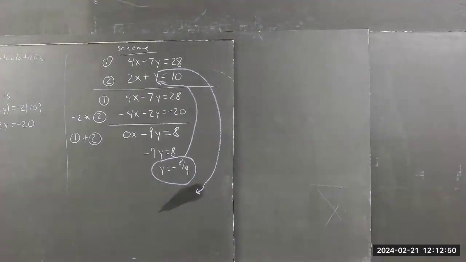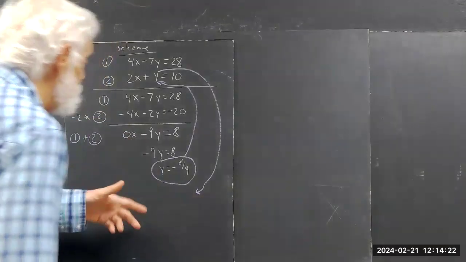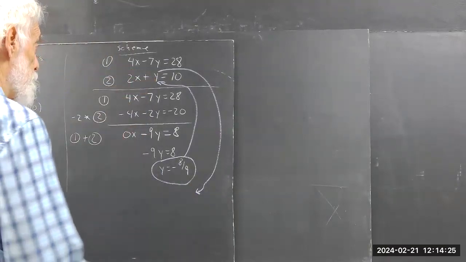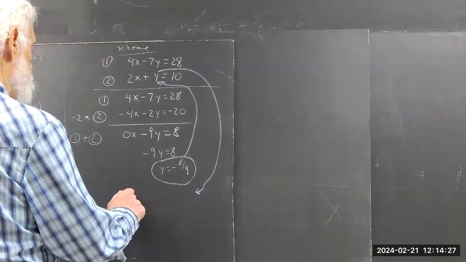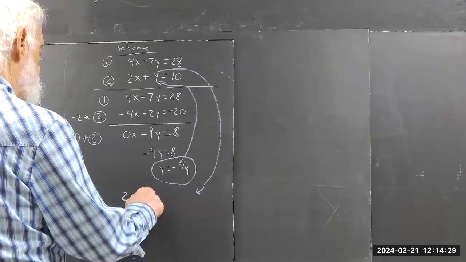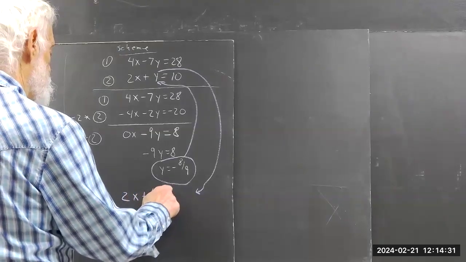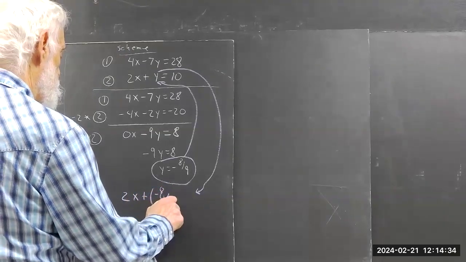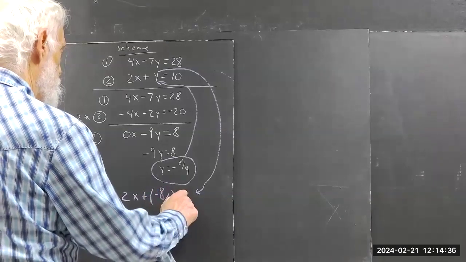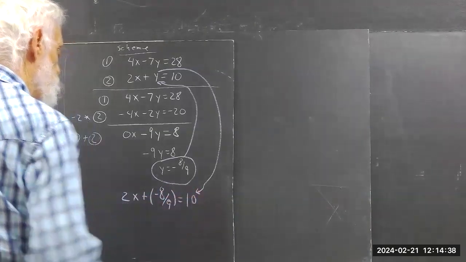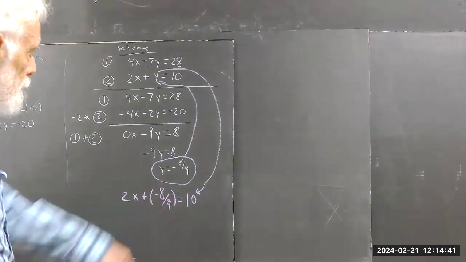So you're going to write down the original equation, two, but you're going to replace y by its value, negative 8 ninths. Okay, so if we replace y by negative 8 ninths, we get 2x plus negative 8 ninths equals 10.